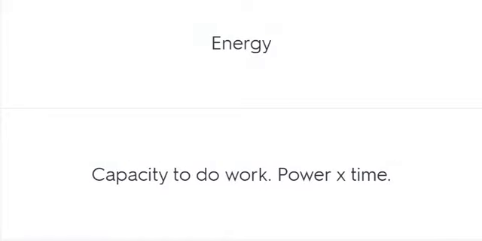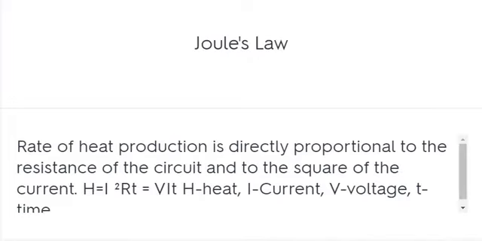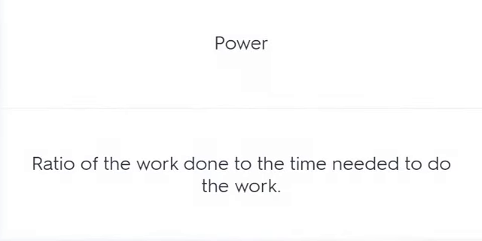Energy: capacity to do work, power times time. Joule's law: rate of heat production is directly proportional to the resistance of the circuit and to the square of the current. H equals I²RT equals VIT, where H is heat, I is current, V is voltage, T is time. Power: ratio of the work done to the time needed to do the work.